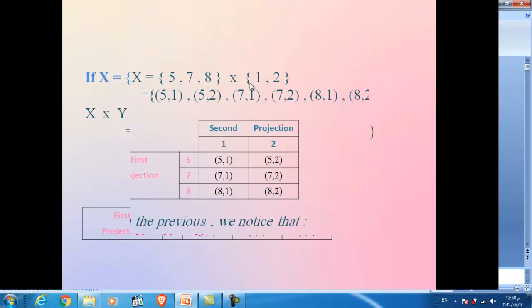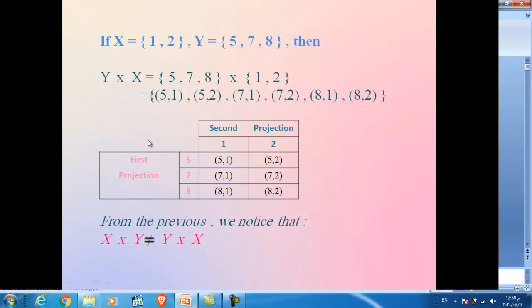Okay, but I want you to know it's a big difference between X times Y and Y times X. For Y times X, we will take the first projection from Y. So Y times X will be (5, 1), we start with the elements of Y: (5, 1), (5, 2), then (7, 1), (7, 2), then (8, 1), and (8, 2). So you have to know that X times Y not equals Y times X.